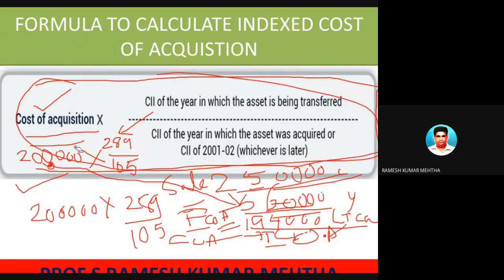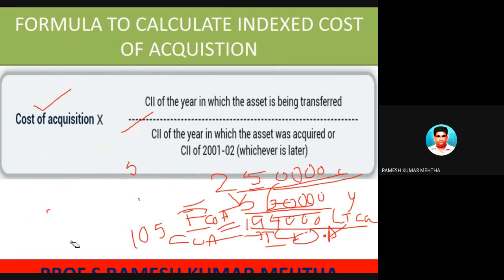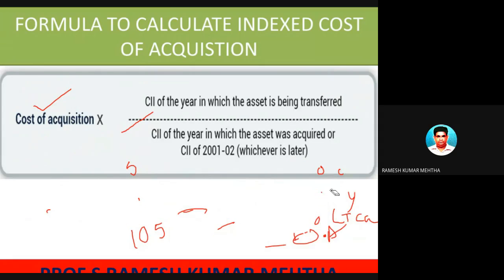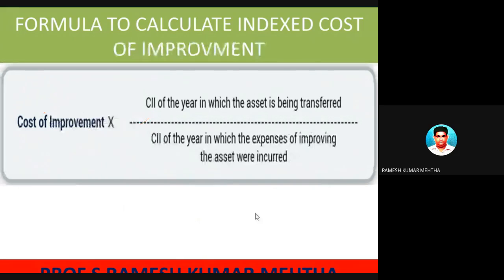The formula is cost of acquisition into cost of inflation index of the year in which the asset is being sold, by cost of inflation index of 2001-2002, or cost of inflation index in the year in which the asset was acquired, whichever is later. So this is clear. I assume it's clear.